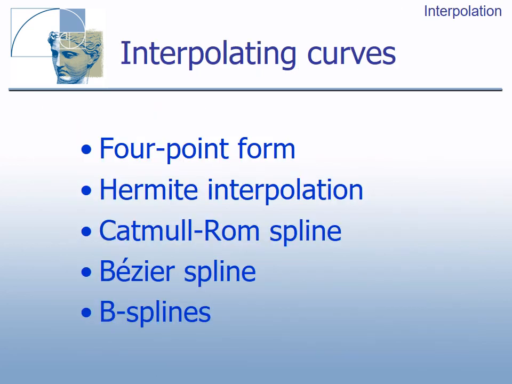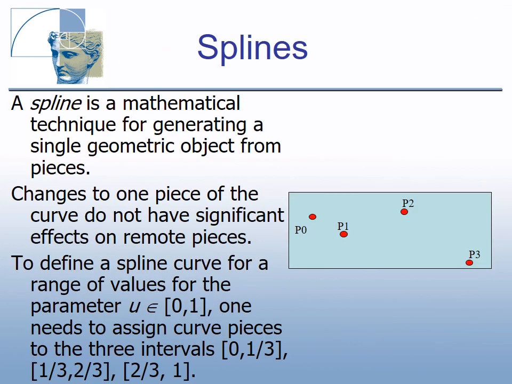Let us introduce the basic 4-point form of a parametric curve segment, and then discuss several specific popular types of parametric spline curves, such as the Hermite interpolation curve, Catmull-Rom spline, Bézier spline, and B-splines. A spline is a mathematical technique for generating a single curve from pieces.